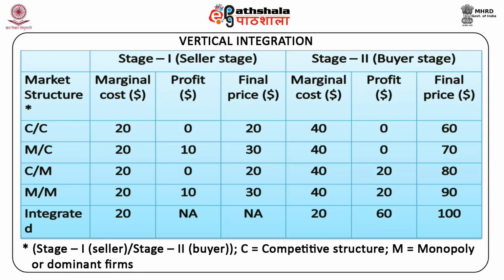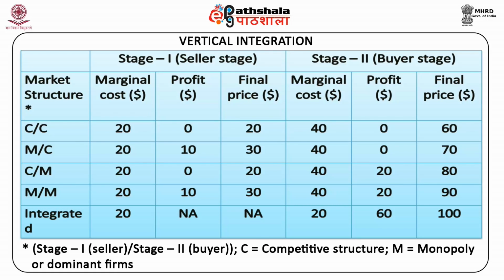The final prices for the stage 2 output are as follows. For market structure 1, where both stages are competitive, the final price is 60, the sum of marginal costs in both the stages. For market structure 2, where the seller is monopolist and the buyers are competitive, the final price will be 70, which is the price of input plus the marginal cost of stage 2 production. This gives the monopoly profit in stage 1 and normal profit in stage 2.